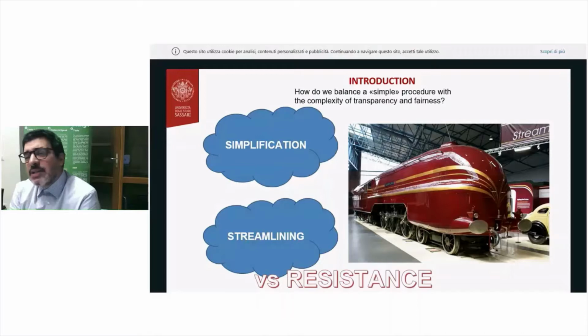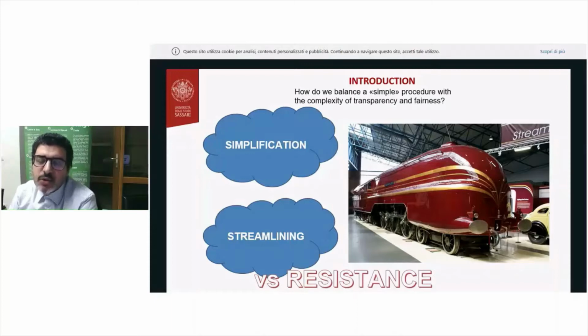So, I mentioned the two ideas at the very beginning, simplification and also streamlining. Now, in the 30s, there was an interesting movement in architecture and also applied sciences around the world called streamlining. A streamliner was what we call a bullet train, so the picture you see here. And the idea was not to simplify the work of a train and to make it simpler. The idea was to work against the resistance.